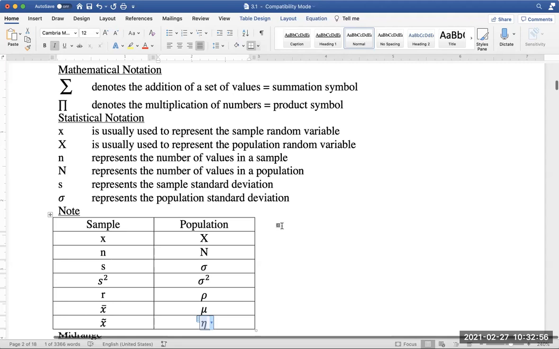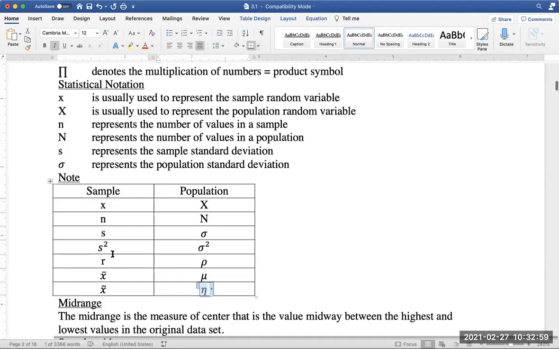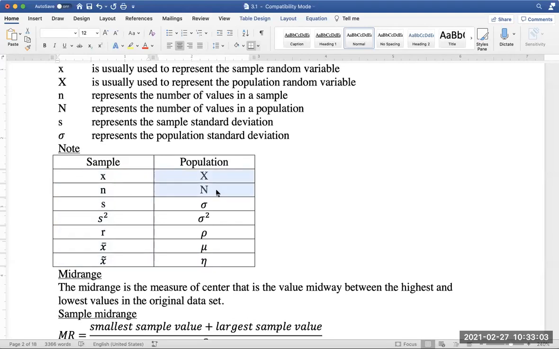So in general, lowercase letters, sample, uppercase population, or lowercase Greek letters are population. Except that there are always exceptions. There'll be one exception that you'll see. This is the notation except when it doesn't work, except when they don't provide this notation. In general, like 99% of the time, statisticians use these notations. 1% of the time, they won't use it.